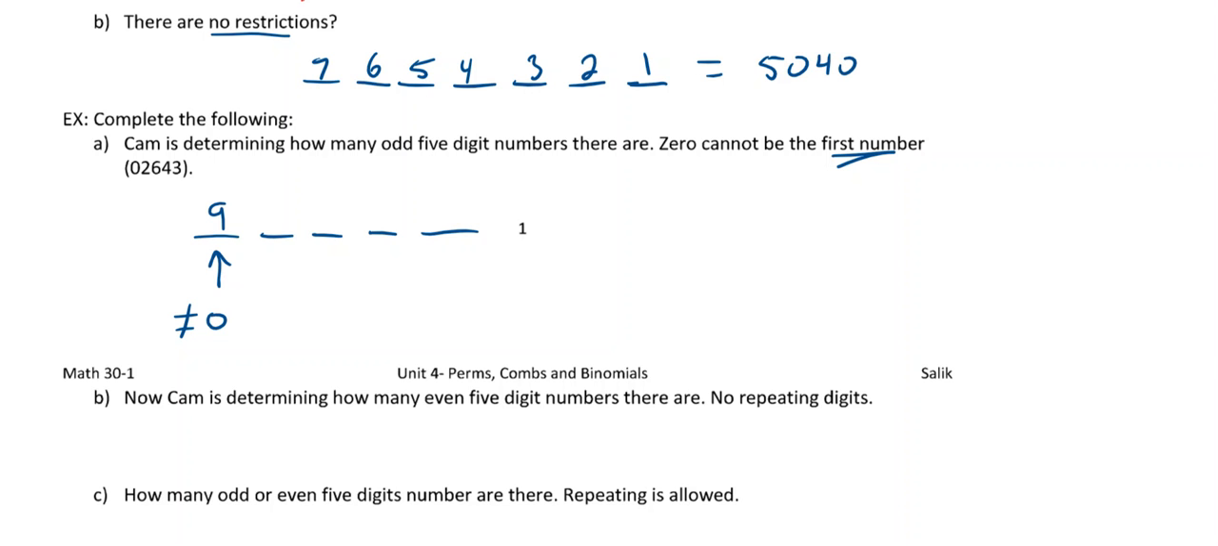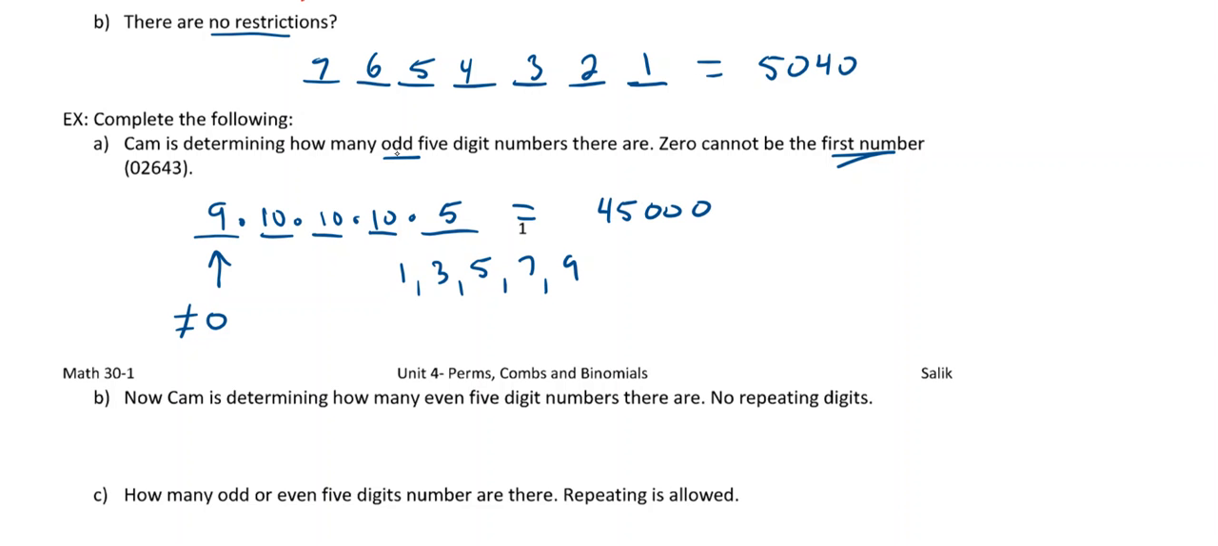And then the next spot, you could have any number. So 10, and then 10, and then 10. But be careful in the last one. Remember we're talking about odd five-digit numbers, so the number has to end in an odd digit. The possibilities here have to be 1, 3, 5, 7, or 9. It could be one of those, but that's it. So this has to be 5. Now we can just multiply all together, and we get 45,000.